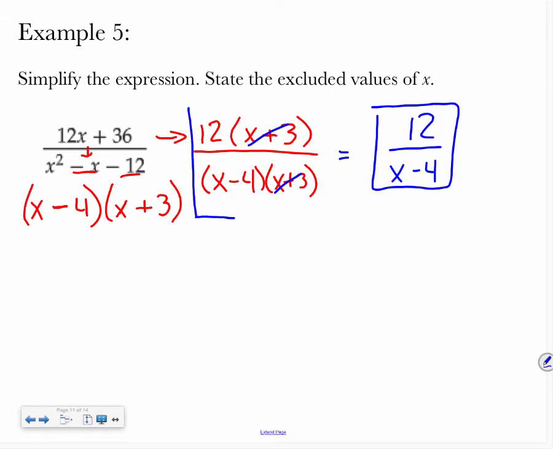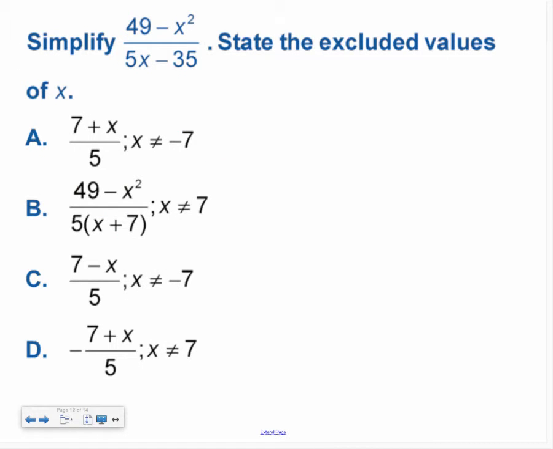And now we want to state the excluded values. So what numbers can x not equal? It can't equal a positive 4, because if we do a positive 4, 4 minus 4 is going to give us 0 in the denominator, and we do not divide by 0. Take a minute and see if you can figure out the excluded values and simplify.